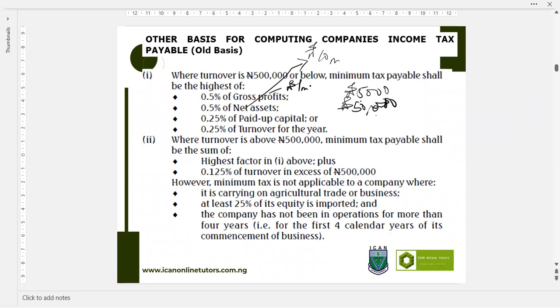So if my paid up share capital is 1 million naira, what do I have? I have 25,000 naira. Then if my turnover is 500,000 naira, what do I have? It is 0.25% of 500,000 naira. What do I have?